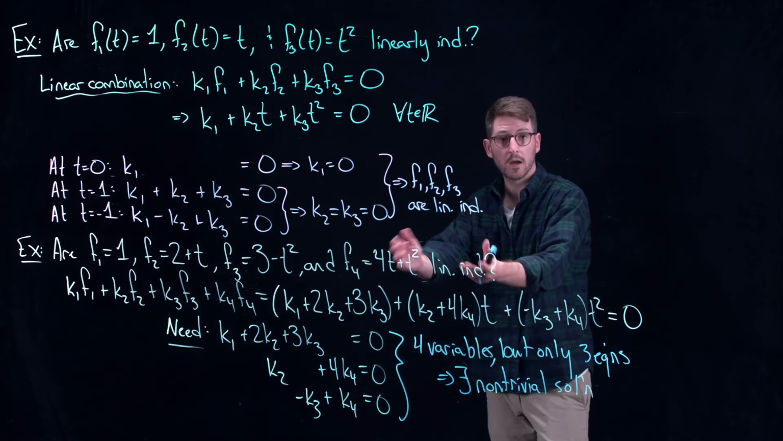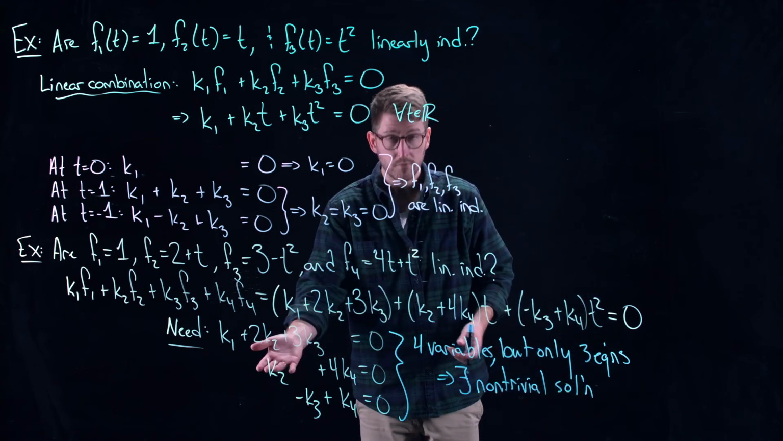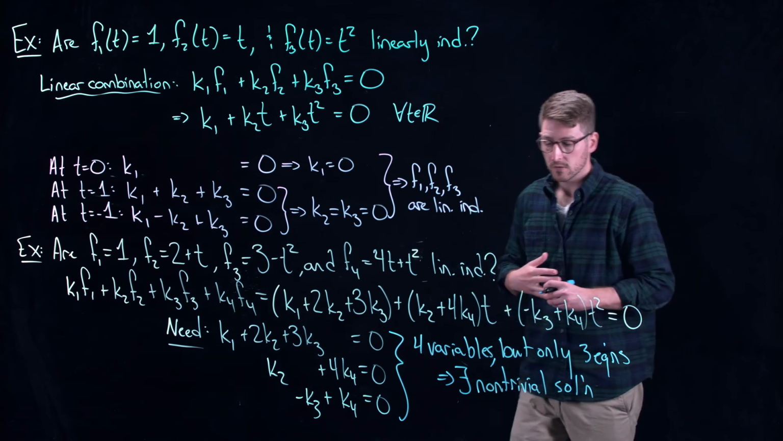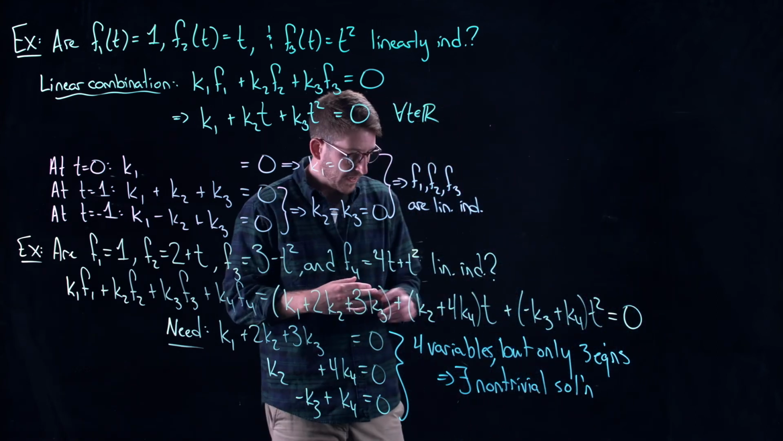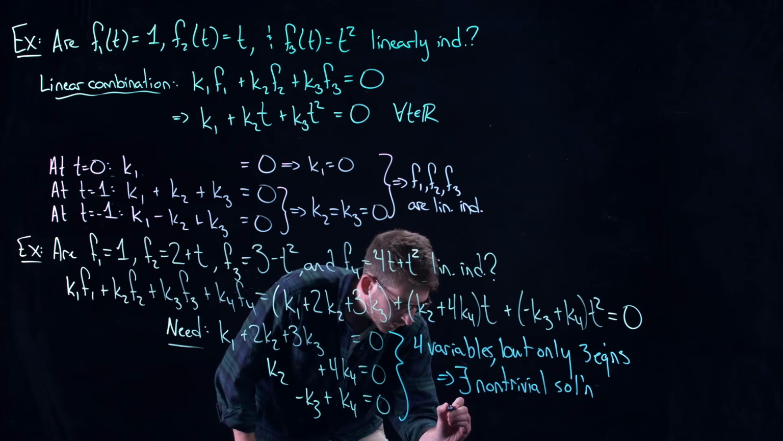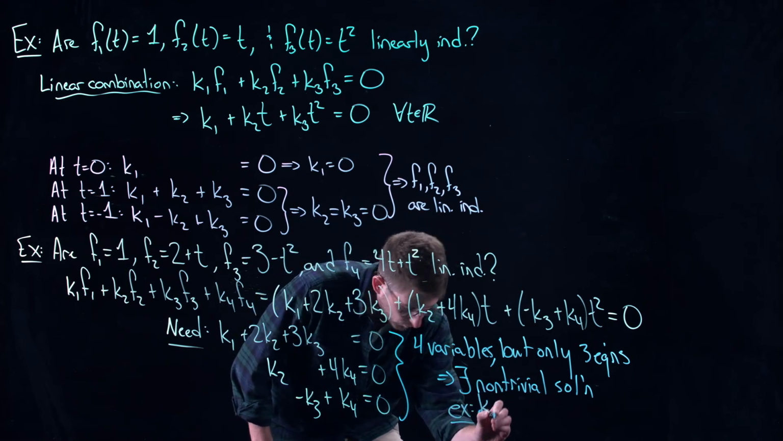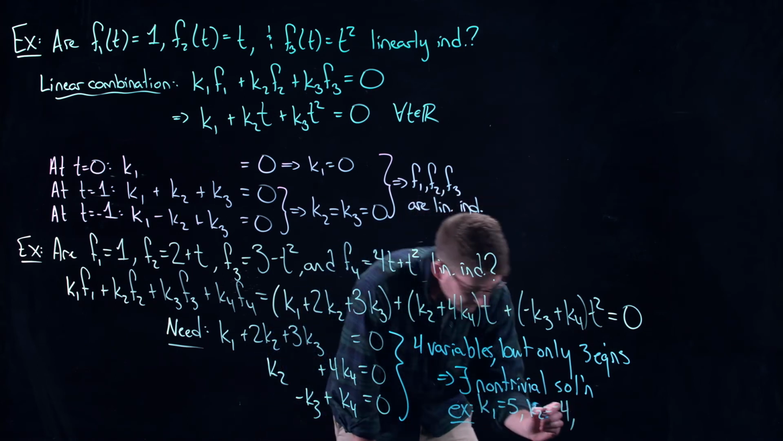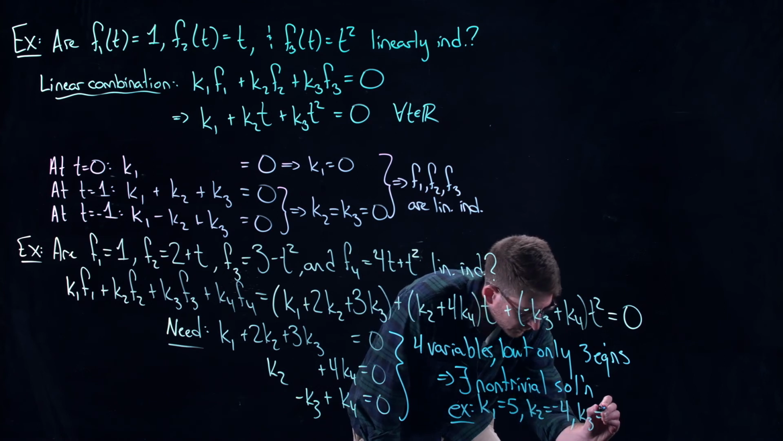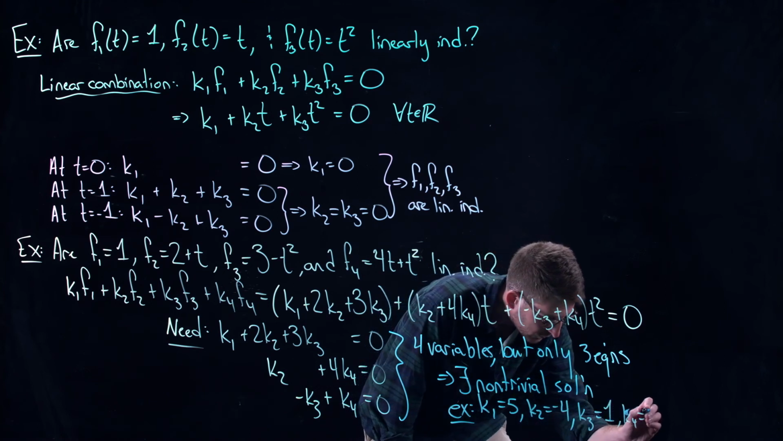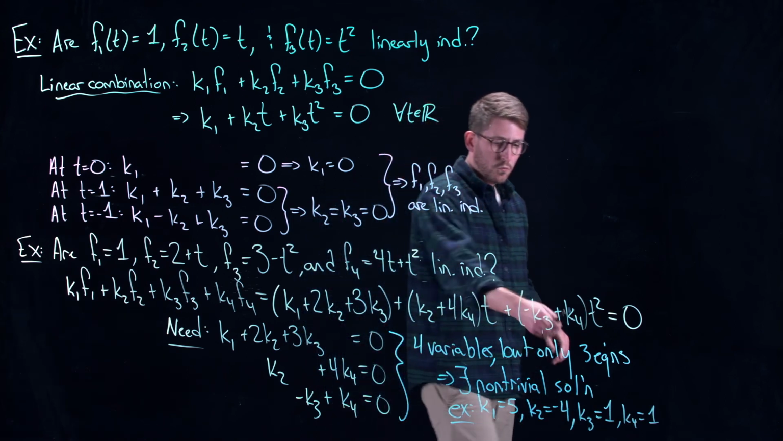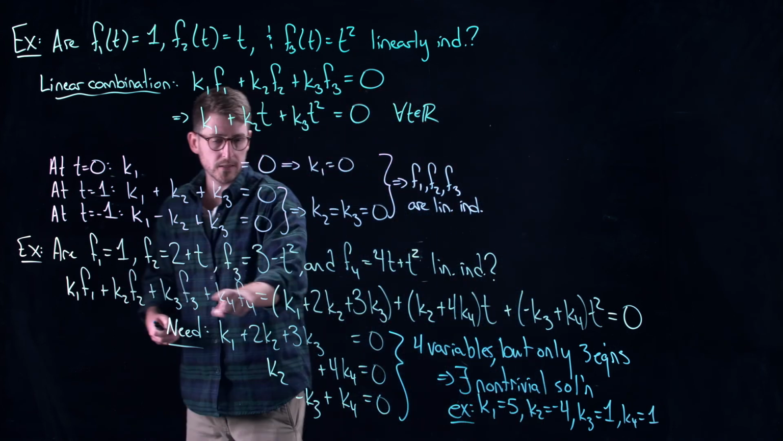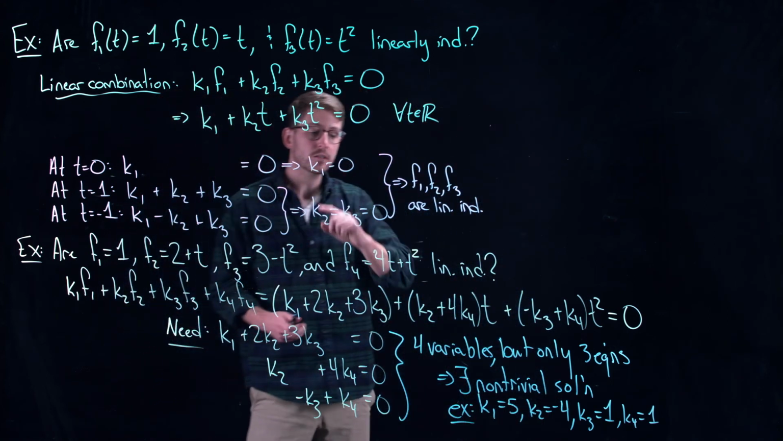There's some combination of these things, which you can easily solve for if you'd like. There are infinitely many solutions. It's a one-dimensional null space in this case, or kernel, whichever way you want to think of it. So for example, you could take K1 equal to 5, K2 equal to minus 4, K3 equal to 1, and K4 equal to 1. What does that tell you? That there are non-zero values of K that make this thing equal to 0 for every single T, right?